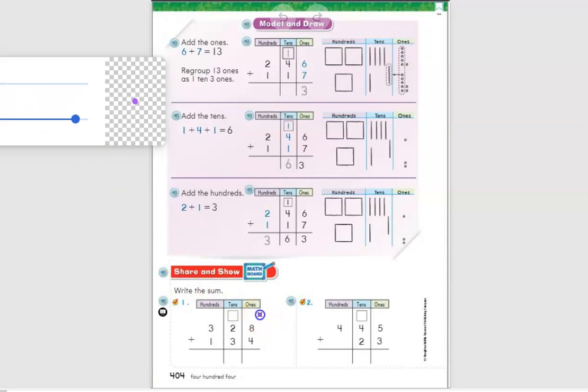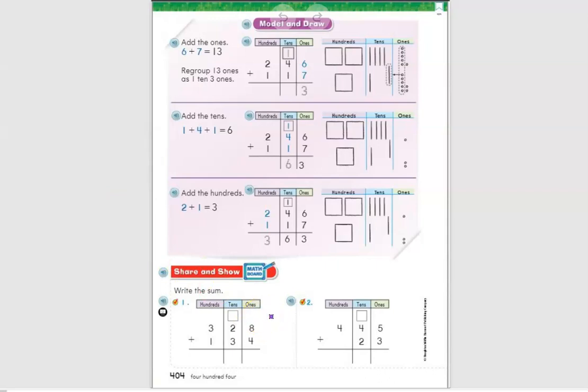Okay, so I have 328. So I would have 1, 2, 3. Somehow this one didn't stay. I would have 3 hundreds, 10, 20, 1, 2, 3, 4, 5, 6, 7, 8. I already know I'm regrouping my ones because look, 8 plus 4, I know that's more than 9. And once we have a digit over 9, that's a 10.